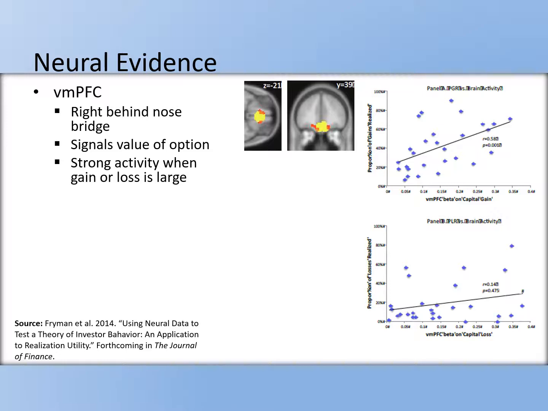So each dot is one subject. And what you're seeing here on the horizontal axis, it says VMPFC, basically the blood flow in this region when there is a gain, and blood flow in the region when there's a loss. So what this shows you is that it's upward sloping, so there seems to be more blood flow when the proportion of gain realized is higher, and in the proportion of loss realized, there's also more blood flow.